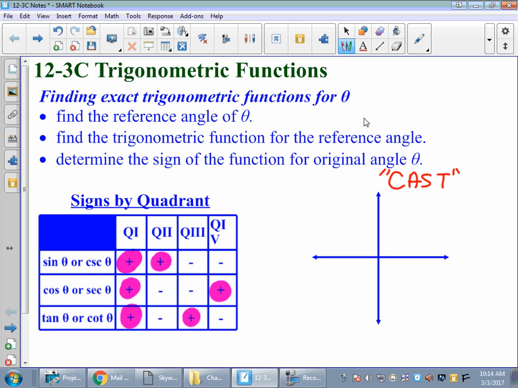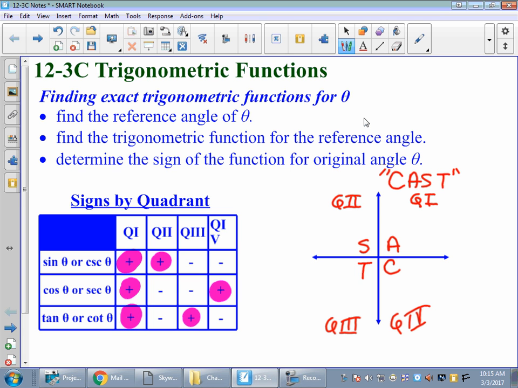In the first quadrant, all 6 trig values are positive. In quadrant 2, just the sine and cosecant are positive. So we're going to write an S there to tell us that sine and cosecant are positive in the second quadrant. In the third quadrant, tangent is positive. And in quadrant 4, it's cosine's turn and secant's. So you can see where the word CAST comes from.